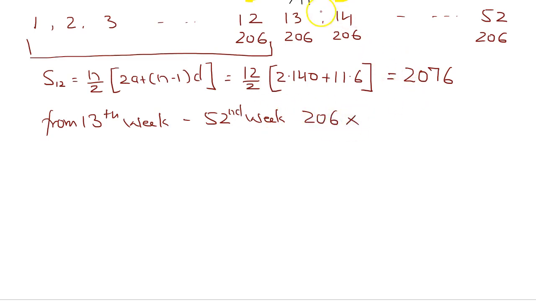So to add it, how many weeks are there from the 13th week to the 52nd week? In total it is 40 weeks. You can also check: 40 plus 12 is 52, or 52 minus 12, that is 40 weeks. So that is equal to 206 multiply 40. So that is 8240.